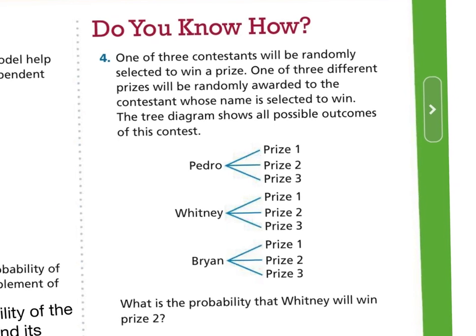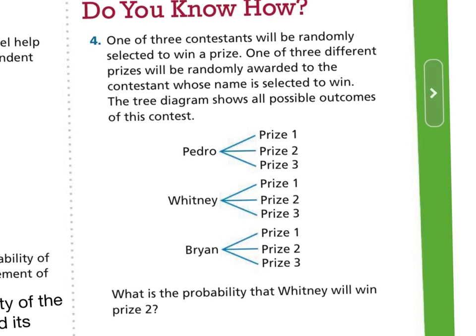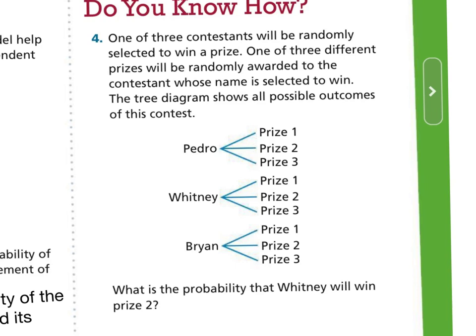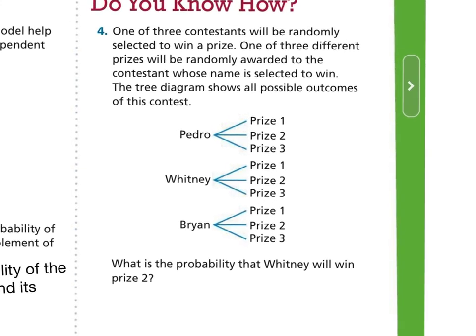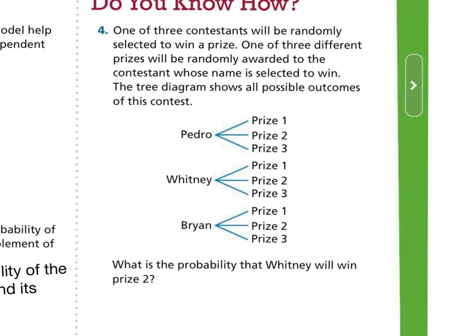So look at the do you know how number 4. One of 3 contestants will be randomly selected to win a prize. One of 3 different prizes will randomly be awarded to the contestant whose name is selected to win. The tree diagram shows all possible outcomes of this contest. So the question is, what is the probability that Whitney will win prize 2? So kind of we have two different things happening here. First of all is Whitney winning, and then second of all is her winning prize 2.